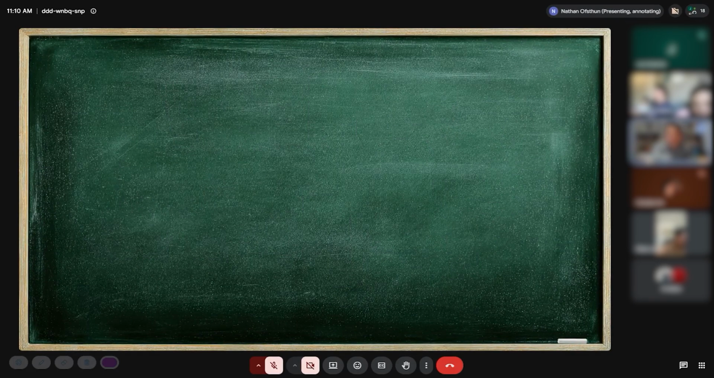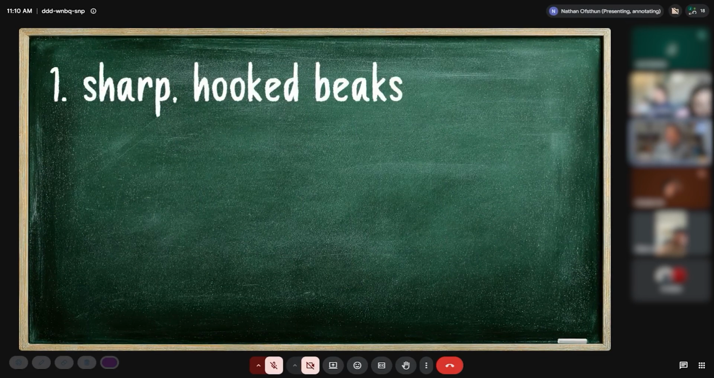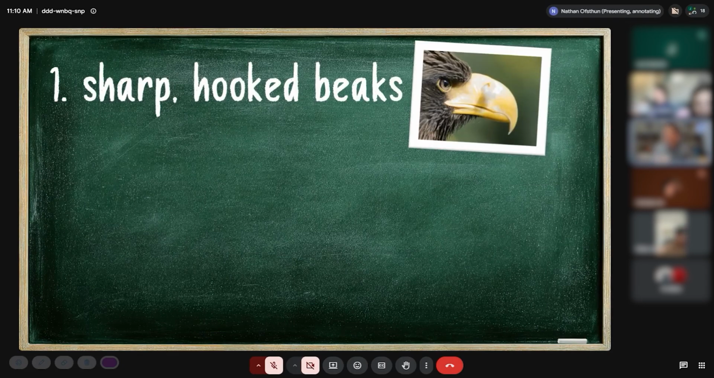Well, it's actually very simple. There are three features. The first of which is birds of prey have sharp hooked beaks. And so here's an example of a bird, an eagle, that has a sharp hooked beak. So if everyone can take their fingers and make a sharp hooked beak, this is very important for how birds of prey live and how they function, with the fact that they have a sharp hooked beak.